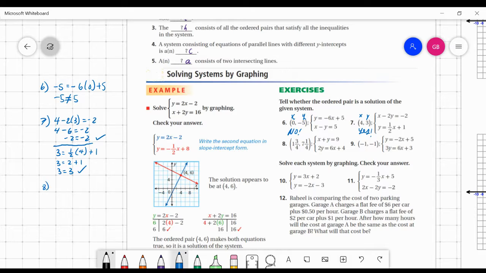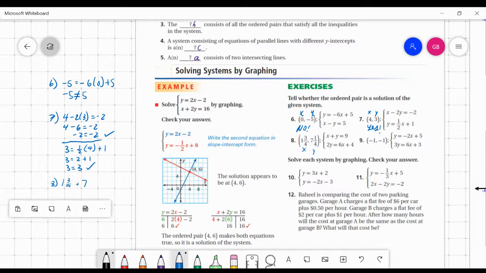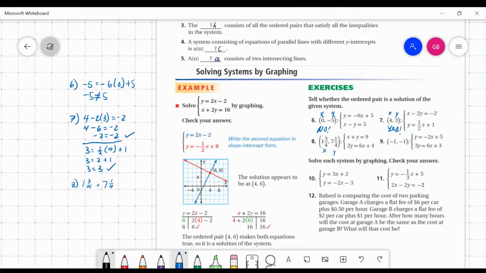For number 8, 1 and 3/4 is x. 7 and 1/4 is y. So let's see. 1 and 3/4 plus 7 and 1/4 is equal to 9. 1 plus 7 is 8. 3/4 plus 1/4 is 4/4. And then 4/4 is 1, and 8 plus 1 is 9. So 9 equals 9, so that works.